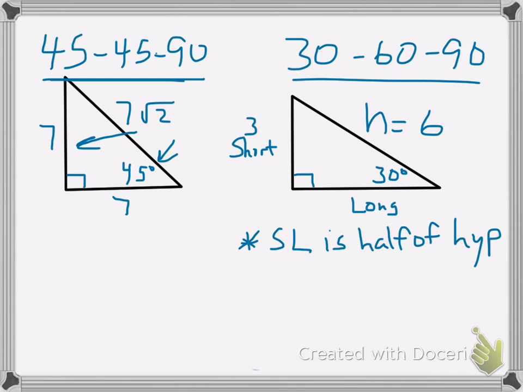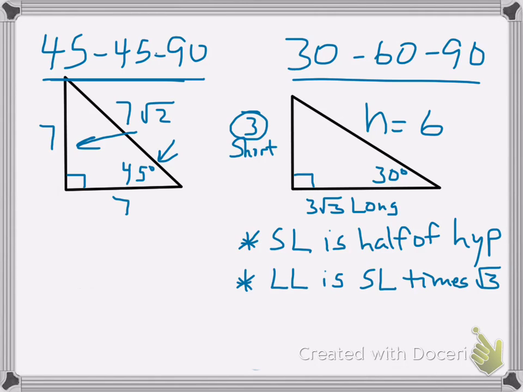All right, now the other ratio, or the relationship that exists there, is that the long leg is the short leg times the square root of 3. Alright, so in this particular instance, since the short leg is 3, the long leg is 3 times the square root of 3. And that relationship is always going to exist in 30, 60, 90 triangles.